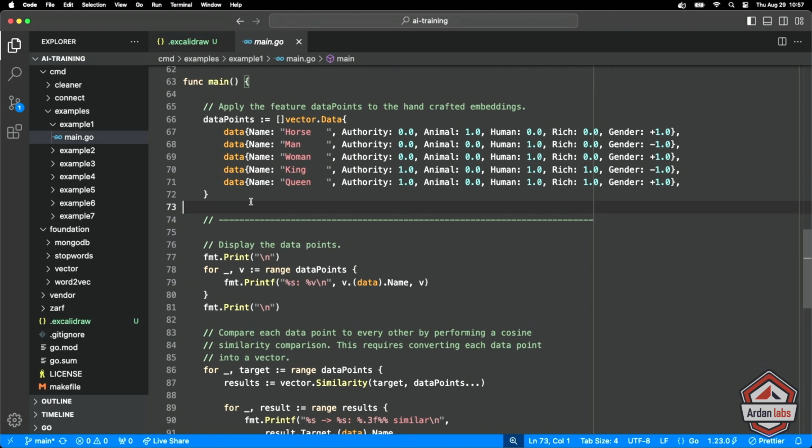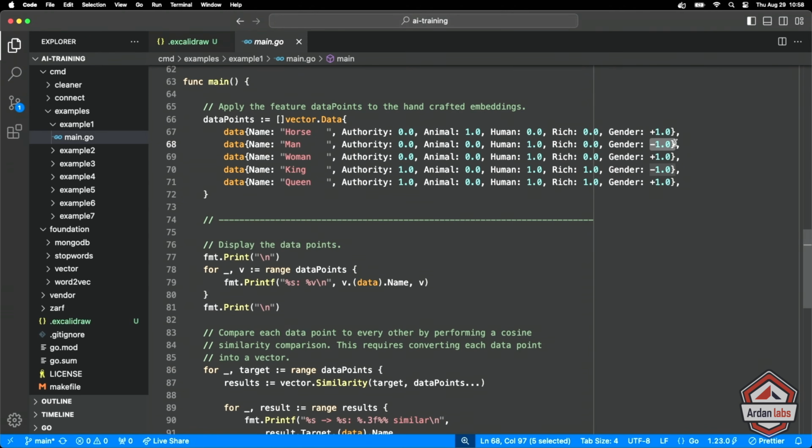So we'll define something called a horse. And you can see here that that horse has no authority, but it is an animal. It's not human. It ain't rich. And we're just going to say that this particular horse is a male. Actually, we're saying it's a female, because if you look on the man, I'm saying a regular man here has no authority, not an animal, is human, not rich. We're using -1 for male.